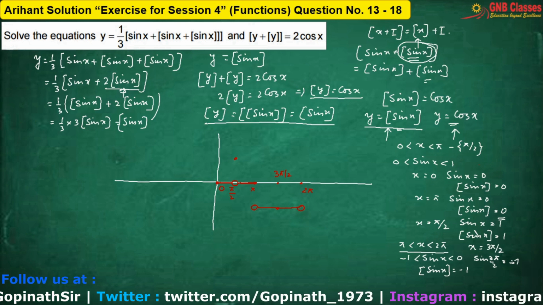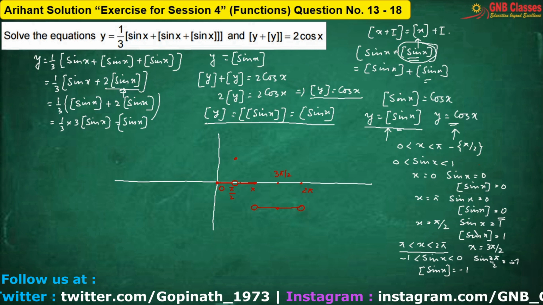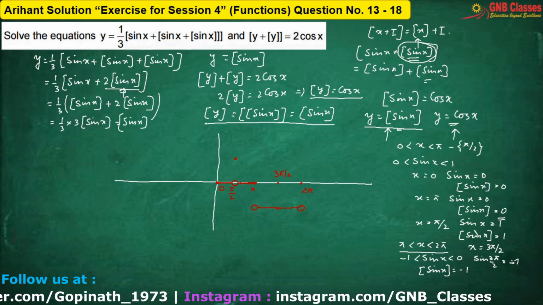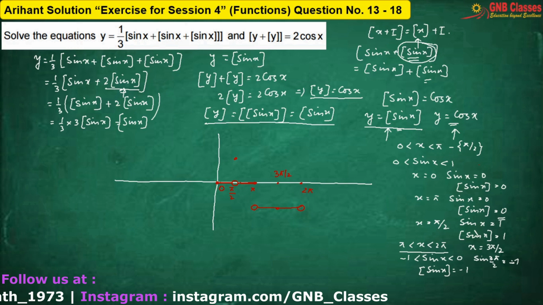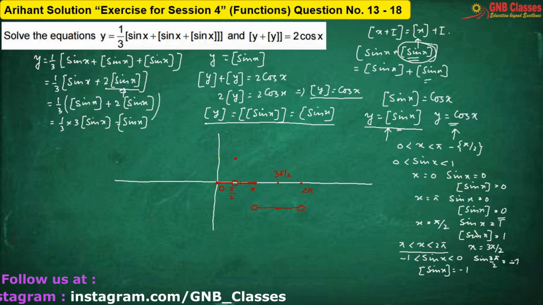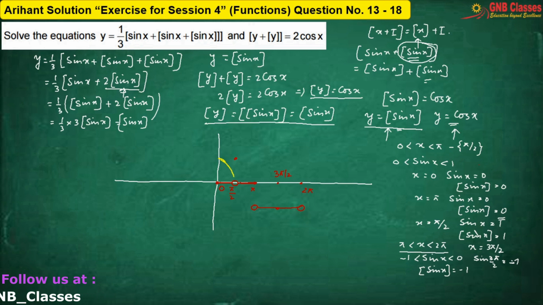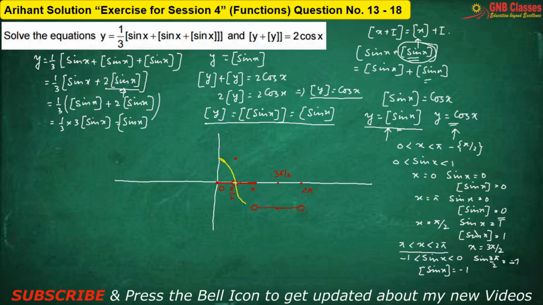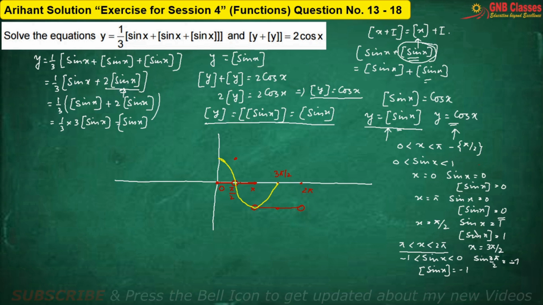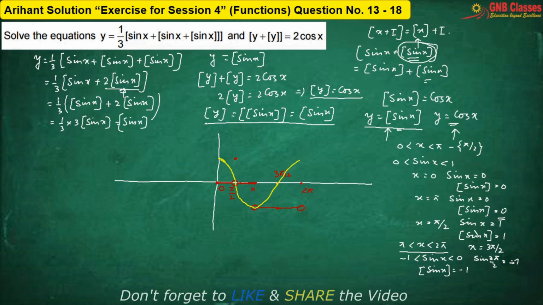Now, let me draw the graph of y equals cos x. Y equals cos x will be like this. At x equals 0, it is 1. Then it is coming down. At pi by 2, it will come here. Then at pi, it will be here. Then again, it will move up. At 3 pi by 2, cos x is 0. And at 2 pi, it will be 1 again, right?